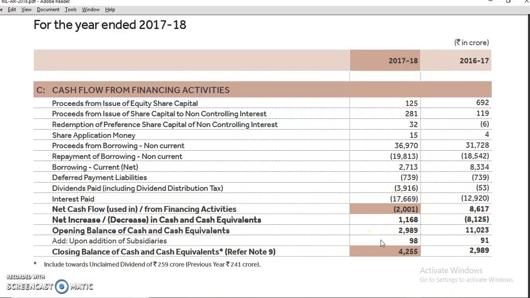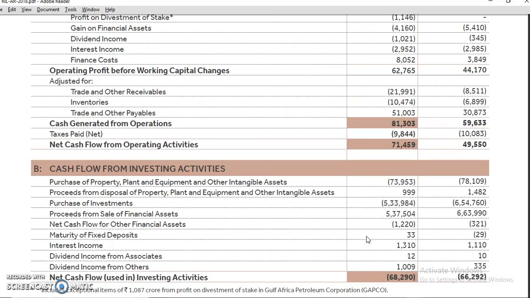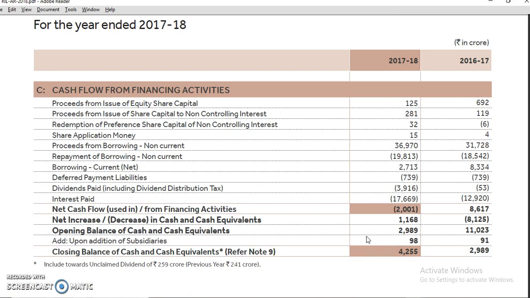So this is how the cash generated from operations has been used. Cash generated from operation was 71,000. Out of it, 68 was used in the investing and $2,000 were used in the financing. So opening balance was 1,000. So the net cash generated during this year was 1,000. Opening cash was 2,900, so the closing becomes 4,200. Compared to the previous year, the cash was actually not generated. It was used. A lot of cash was used.